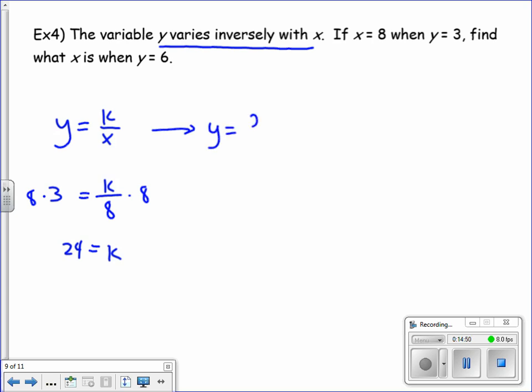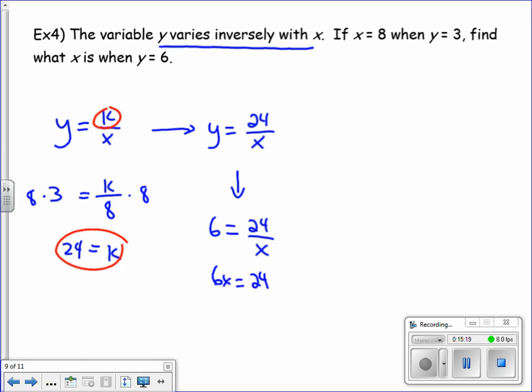So now I can write my main equation. My main equation is 24 over x. I just figured out what k was. Once I can figure that out, I plug it in here. Then it says find what x is when y equals 6. All right, so here we go with the second part. Find what x is when y equals 6. So I'll put a 6 here, equals 24 over x. If I cross multiply, or multiply by x on both sides, I get 6x is 24. So x must be 4. So that should make sense. If you put a 4 here, 24 divided by 4 is 6. So that makes sense. All right.